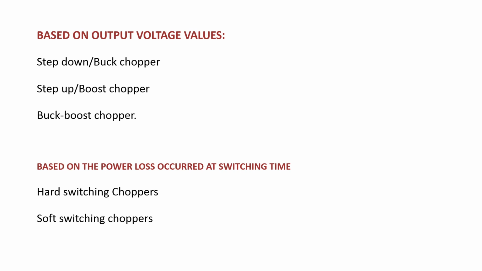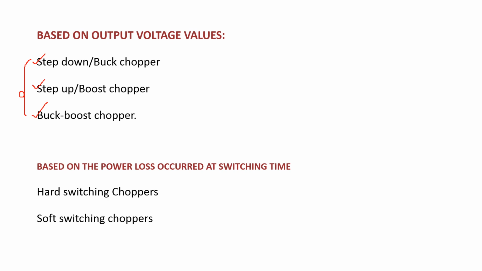Depending upon the input and output voltage values, choppers are classified into three types. The first one is the step down or buck chopper, the second one is the step up or boost chopper, and the third one is the buck boost chopper. This is depending upon the relation between input and output voltages.